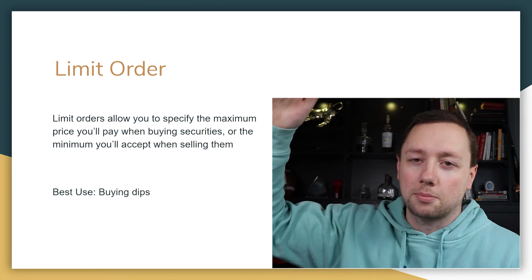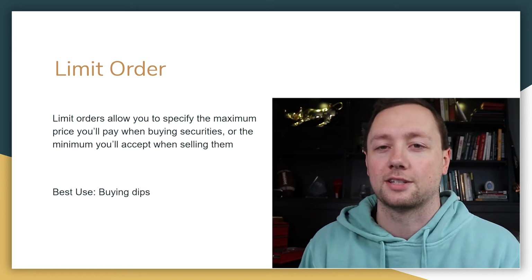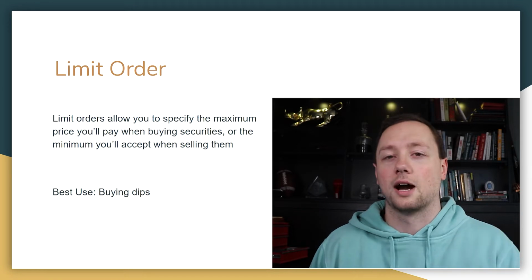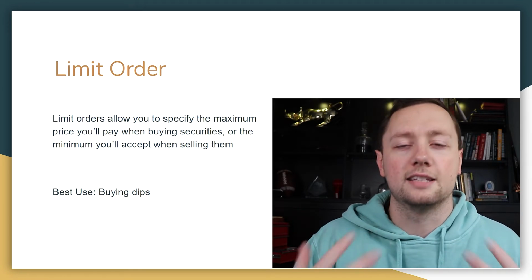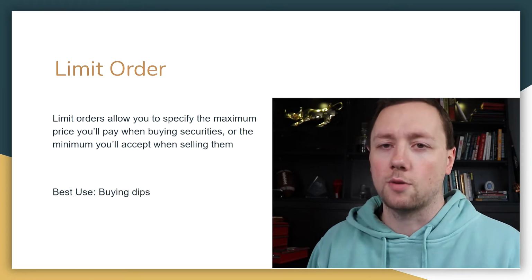As soon as the market price drops to $95, it will execute and it will get you into that stock. It is a great opportunity for buying stocks as they go down, or when you're buying a dividend producing stock and you can buy in at a lower price, a limit order is a great way to do that.